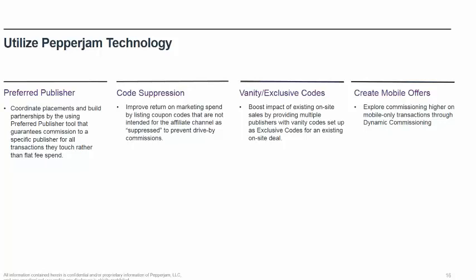Also, mobile commerce is continuing to increase, and we see a lot of publishers working more within that space. So considering offering some commission increase for more mobile traffic for publishers can be something you want to take a look at in the next year.